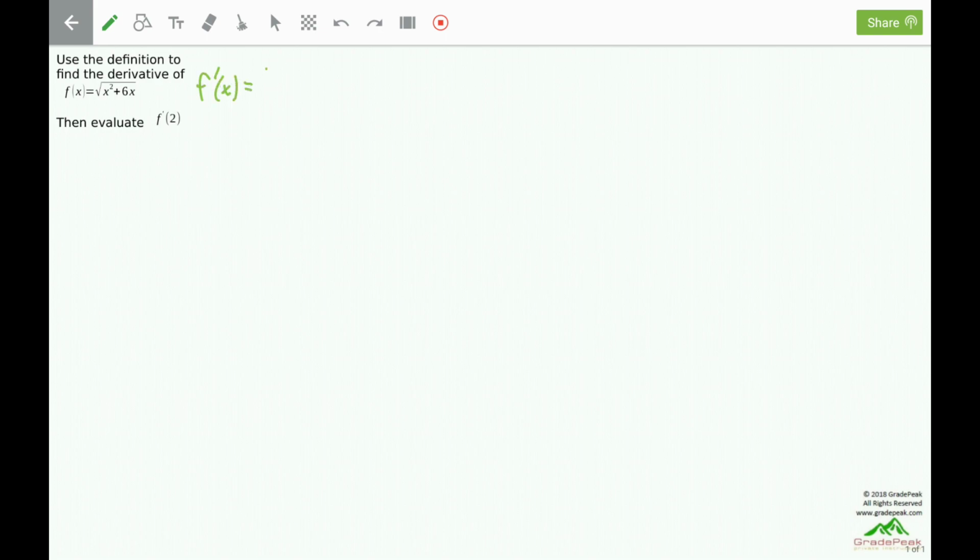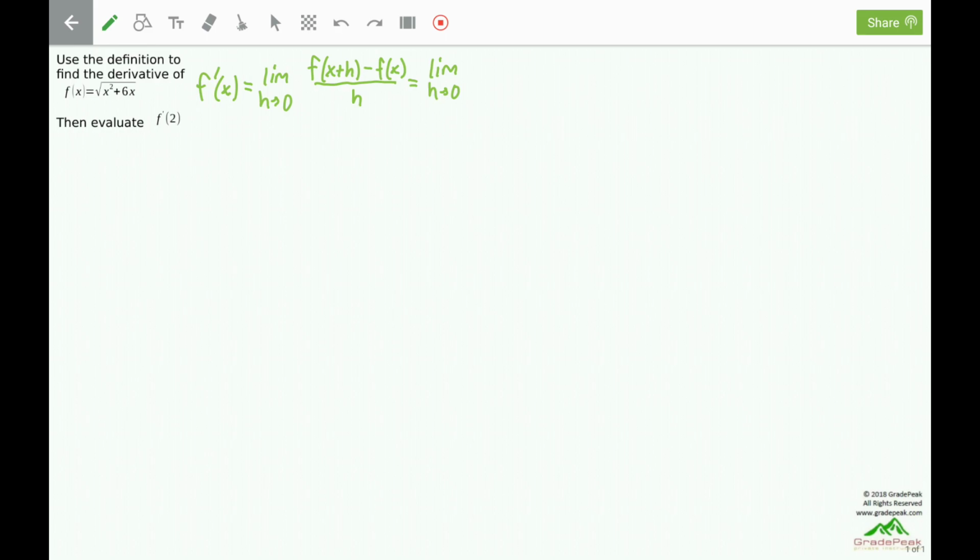f prime of x equals the limit as h goes to 0 of f of x plus h minus f of x divided by h. The next thing to do is formulate f of x plus h.